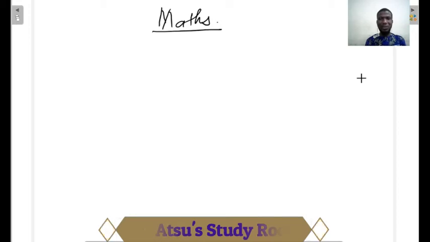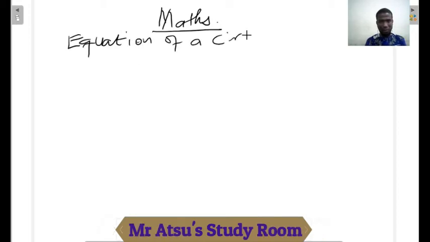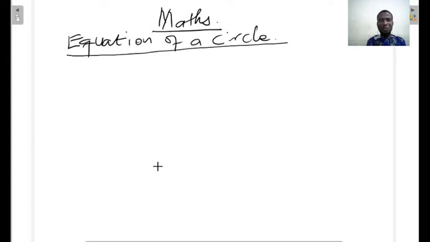Today's study is about the equation of a circle. Well, someone may ask, what is a circle? A circle is a plane figure which has equal distance from a fixed point called the center of the circle. And that distance is called the radius of a circle.